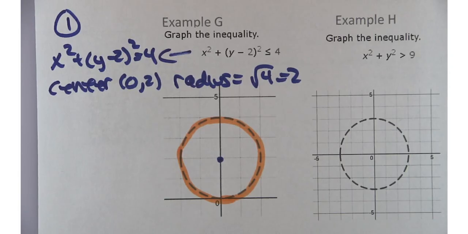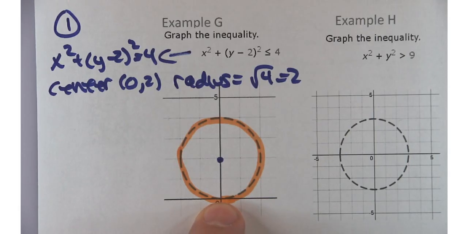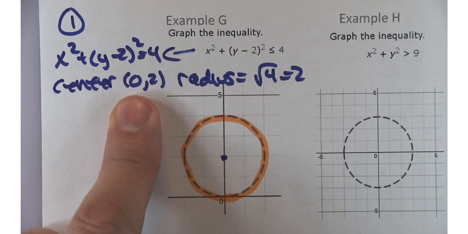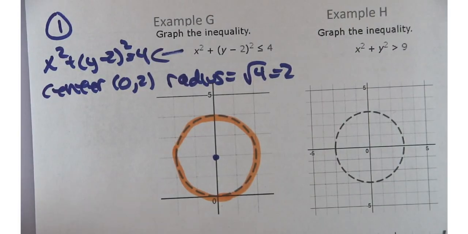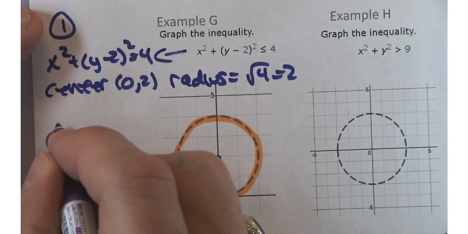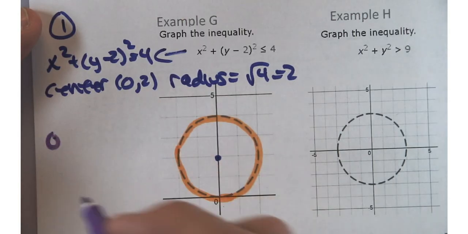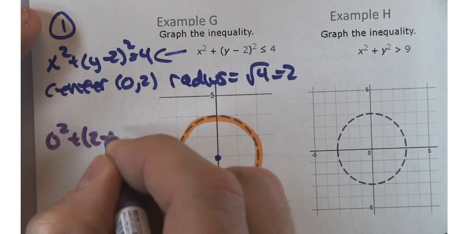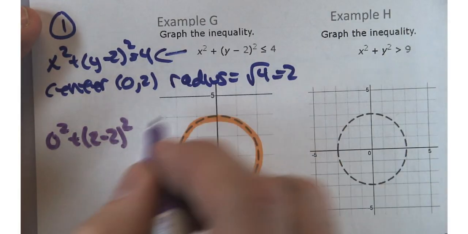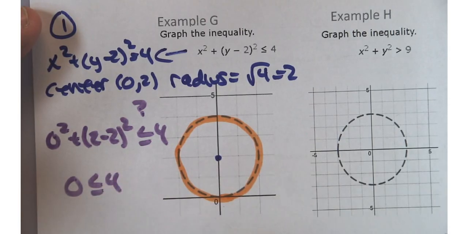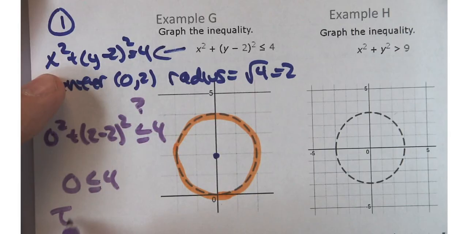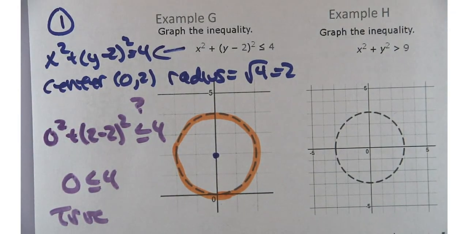Can I use (0, 0) as a test point? No, because that's on the line. But there's quite a few other ones. Can I use (0, 2) as a test point? Sure. Yeah, nothing wrong with that. I mean, it's not on the line. That's the only requirement. So if I do that, it's going to be, let's see, 0 squared plus (2 minus 2) squared. Is that going to be less than or equal to 4? Well, is 0 less than or equal to 4? That's true. So take a moment and shade the appropriate side of this graph.